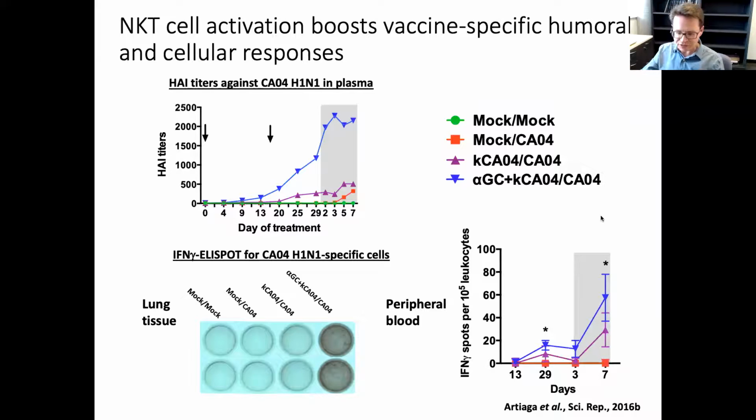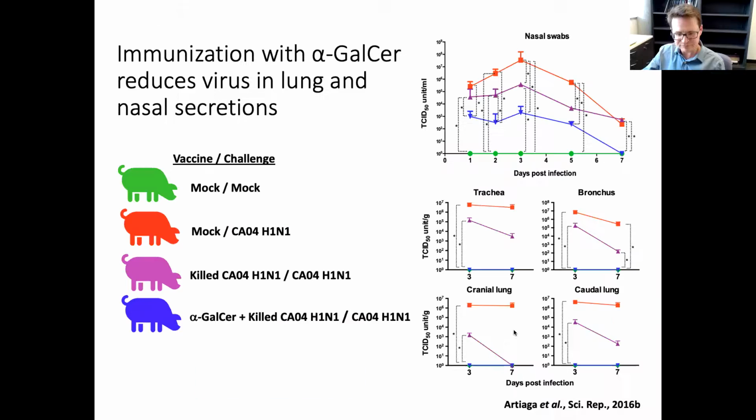So with the addition of alpha-GalCer, we got everything we had hoped for. Much bigger boost in virus-specific antibodies and virus-specific T cells in the lungs and in the periphery, which are good indicators of protection. And indeed, that's what we found.